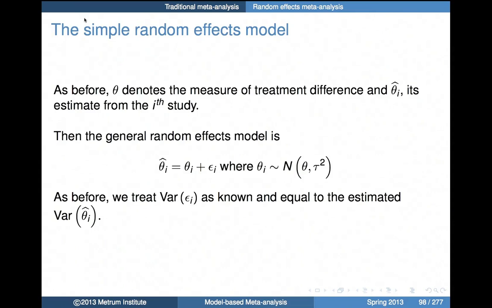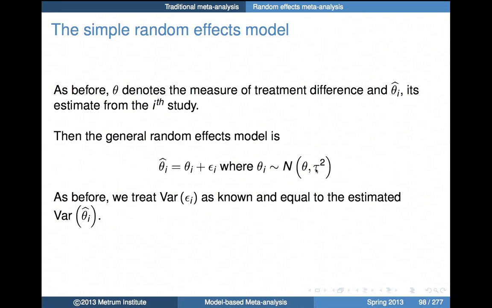Just as before, we let theta denote the measure of treatment difference, and theta hat i the estimate from the ith study. Using that notation, the general random effects model is theta hat i equals theta i plus epsilon i, where the theta i's, the true study-specific effects in the ith study, themselves follow a normal distribution centered at the overall mean effect theta with between study variance tau squared.